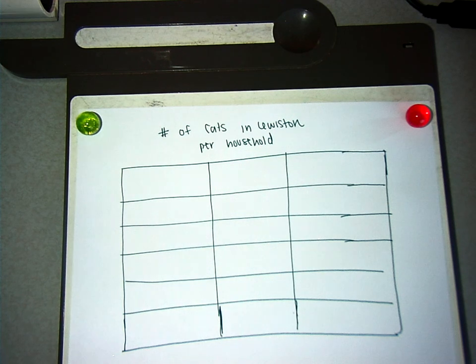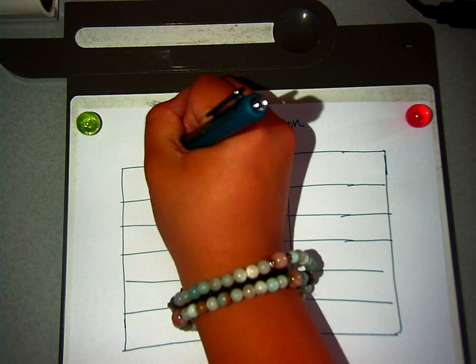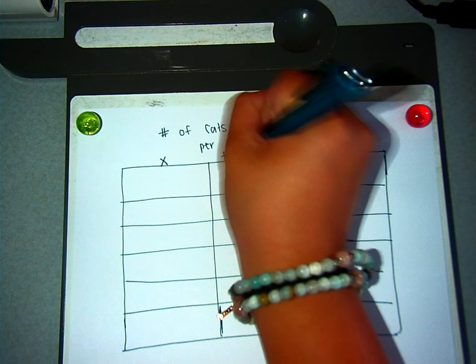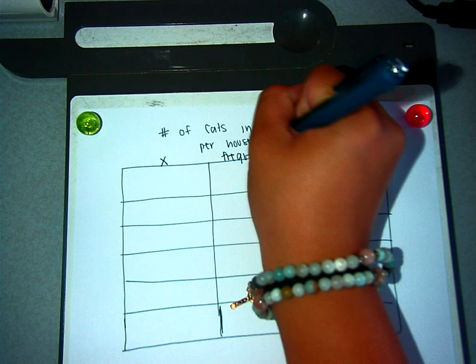So on top of this column, write X, because that's our data point, X. Frequency. And leave the final one blank right now.